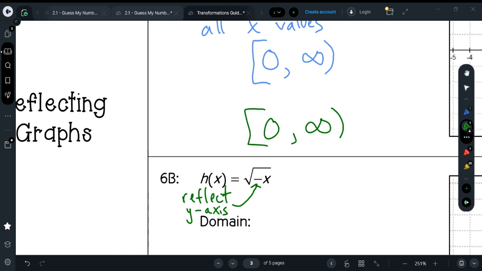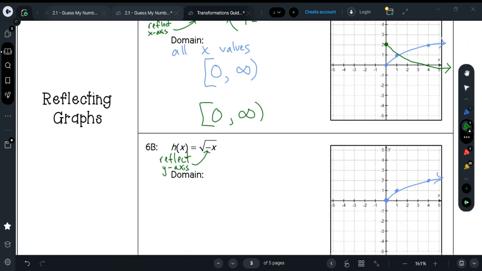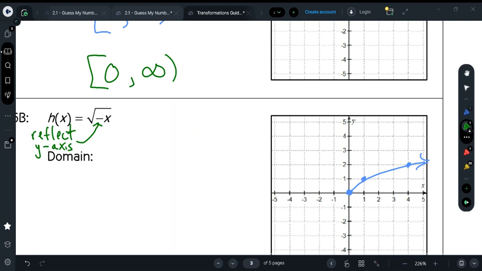That's the only transformation here. So this is what we're going to have. Our parent function starts at 0, 0, and our new function h is also going to start at the same point, because notice the starting point didn't get translated. We're not moving the graph up, down, left, or right. It's still starting from the same point. But now instead of going up and to the right, it's going to go up and to the left, because it's been reflected across the y-axis. It's been reflected from right to left. So here it is. We'll have a point here and a point here.